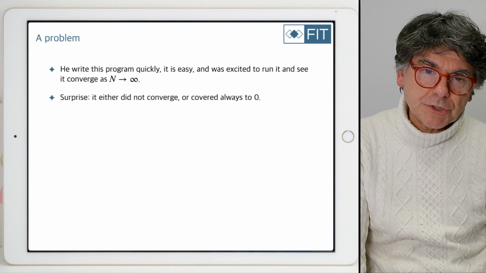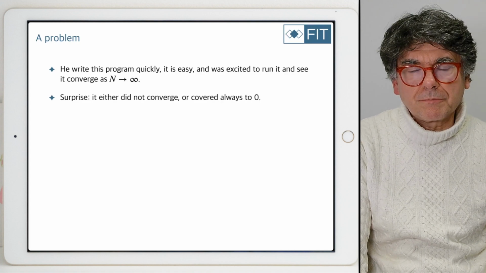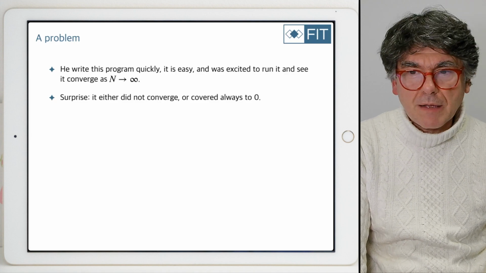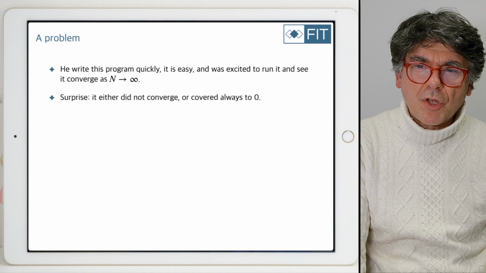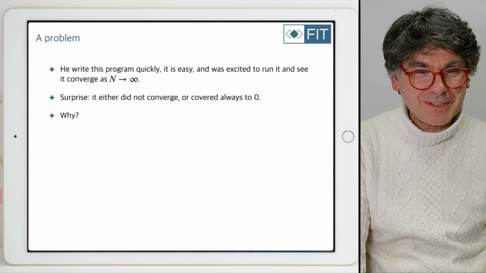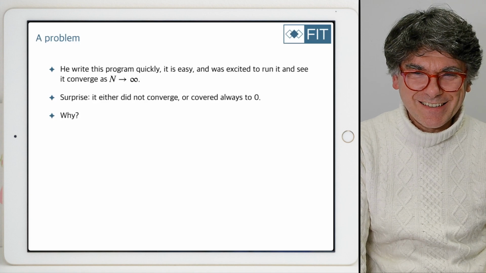It did not converge, or always converged to 0. He thought there was a bug, looked everywhere. No, everything was correct. Do you know what's going on? Anybody knows what the mistake was? Yes, Arya.